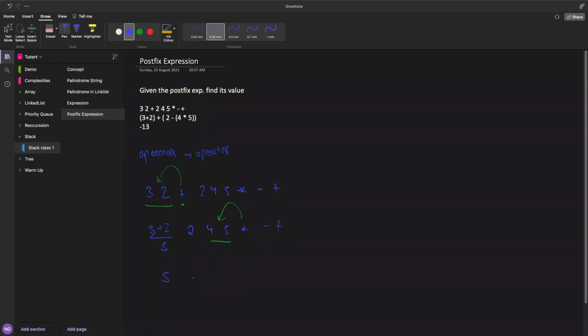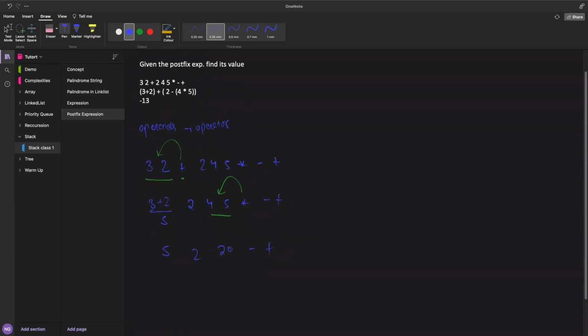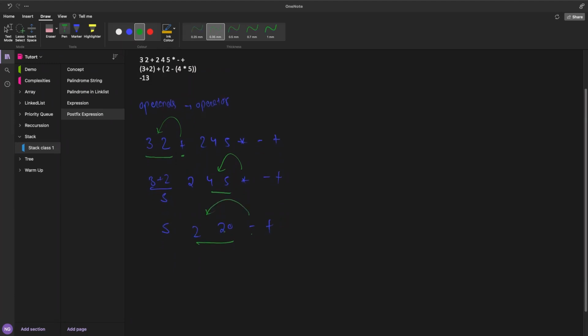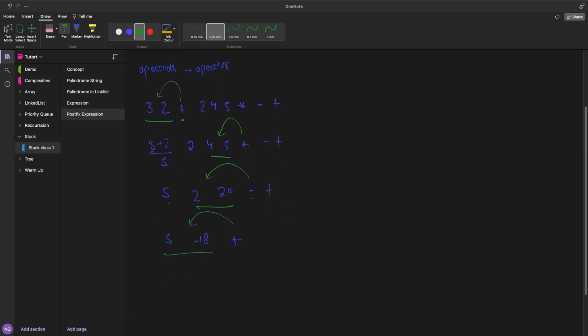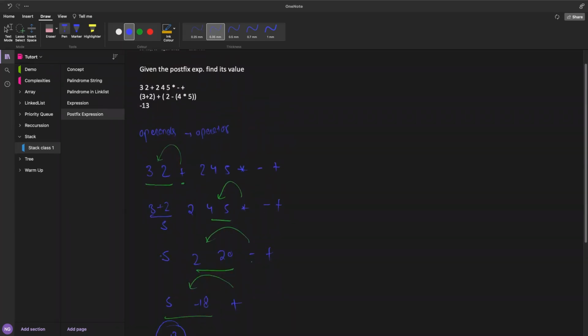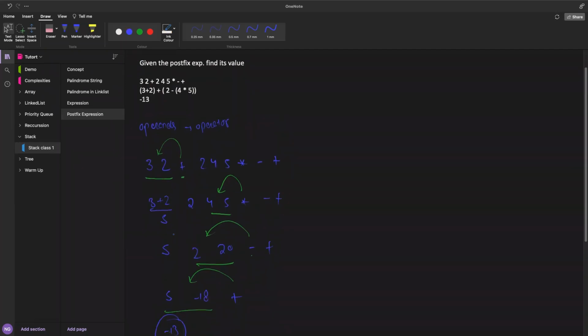And the remaining is like this: minus, plus. So this will become 5, 2, 20, minus and plus. So 2 and 20. You have an operator immediately after the operands, so you have to apply it. So 2 minus 20 is minus 18. So 5, minus 18, plus. Again, these two are the operands and there is an operator, so it will be applied between them. So that equals minus 13. So this minus 13 is the answer. Good. So think about how you can solve this postfix expression.